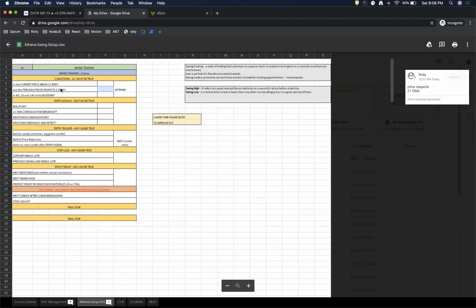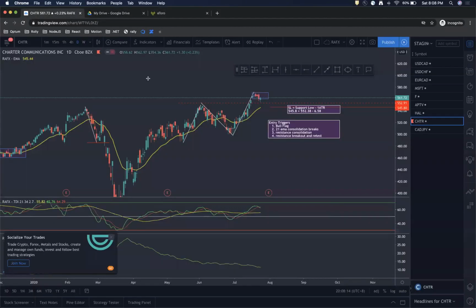Okay? So, is the current price above 21 EMA? So, anong ibig sabihin nun? So, let's get back in our example. So, ang current price ba, which is here, above ba siya sa 21 EMA? Okay? So, in this case, the answer is yes. Right? Kasi above siya sa EMA natin.